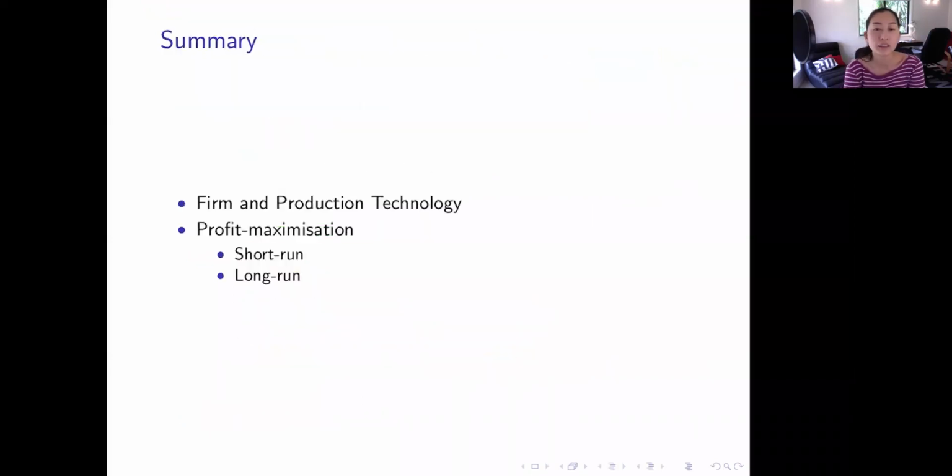Okay, so in summary, in this lecture we learned about the firm and the production technology and how we can maximize the firm's profit in the short run and in the long run.